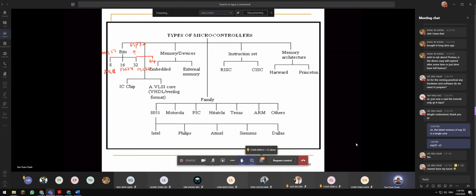So when it comes to memory devices, most of the memory nowadays is embedded. Especially for Microchip, all of it is embedded, whether it's program code or data memory. I mean, program code means program memory, it's the same thing. It's a code. Okay, so data memory, it's embedded.